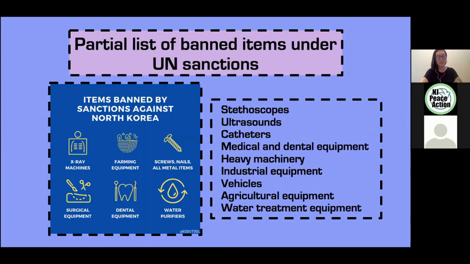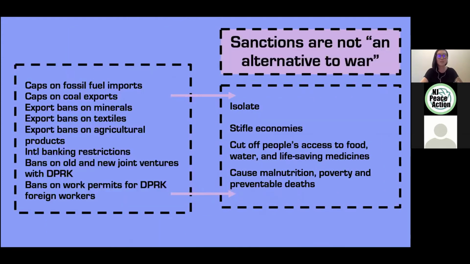It's led to an incredible list of banned goods, which fundamentally imposes on civilian life, and in the context of this pandemic, a lot of medical equipment. So this includes things like X-ray machines, farming equipment, any materials with metal. That includes water purifiers, and then the list goes on to include ultrasounds, medical dental equipment, and also agricultural equipment, water treatment equipment, etc. And what these sanctions also lead to are caps on fossil fuel imports and coal exports, export bans on minerals, textiles, and agricultural products. These three industries are the DPRK's top three.